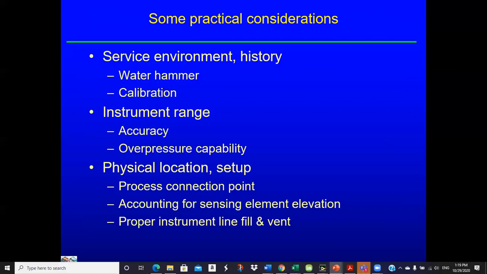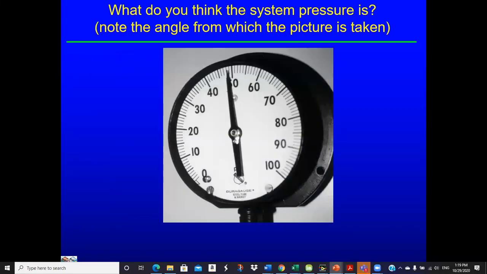Instrument range, accuracy, overpressure. If it goes over pressure, does it damage it, or what happens? Physical location, where are we connecting into the system? Does that look appropriate? Accounting for different elevation, if we're doing delta P across the pump, we have to take the elevation into consideration. Can we vent air from the system? Are we likely to get this thing airbound? That's another important characteristic.